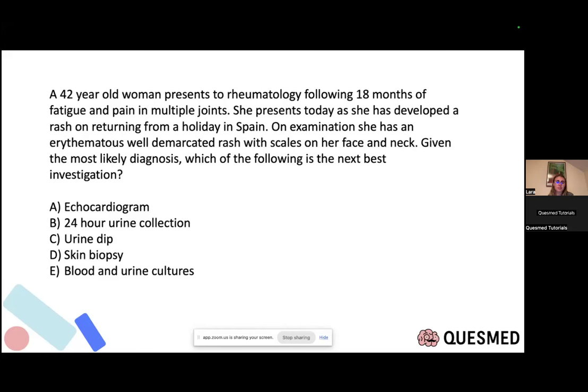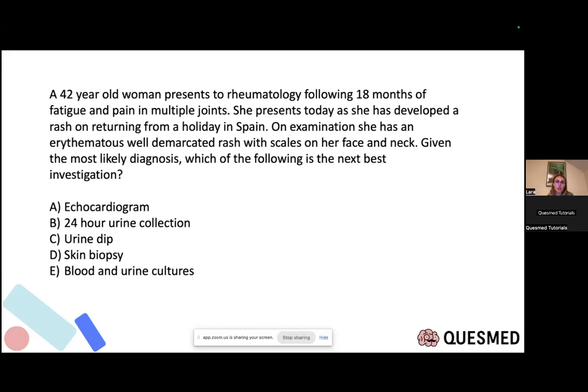Okay, so we've got quite a spread here, actually. 40% have gone for D, and then 20% have gone for C and 20% have gone for E. Excellent. I actually think this is a really, really tricky question, and only a couple of things give it away. This is not just a two-step question. I think this is a three-step question.